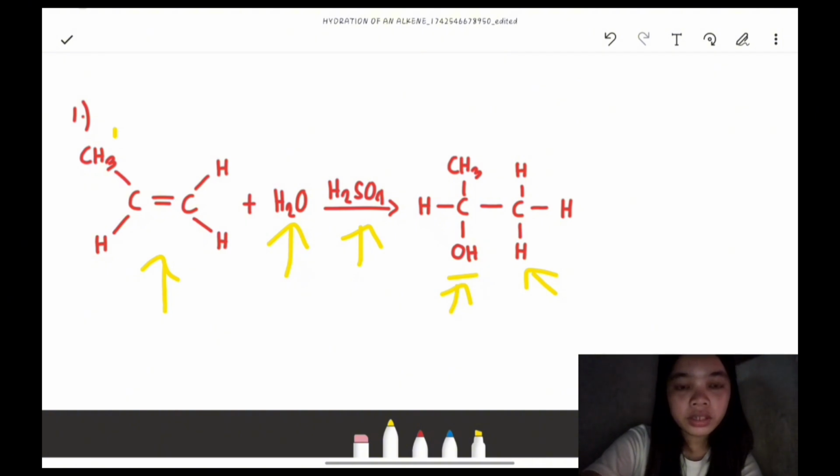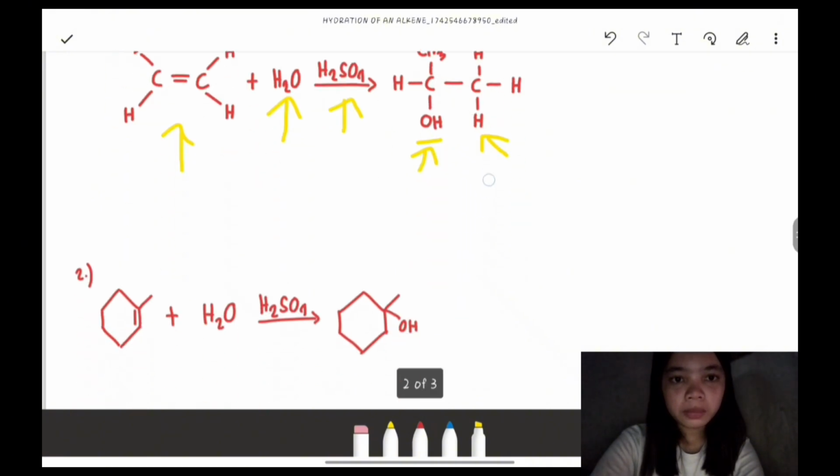So this right here is called less substituted. It has more hydrogens. It's not substituted with carbons. So over here, the alcohol goes to the carbon that was bonded to a carbon, and this hydrogen goes to the carbon that had more hydrogens. This carbon had two, that carbon had only one hydrogen, so it goes to the one with the most hydrogens.